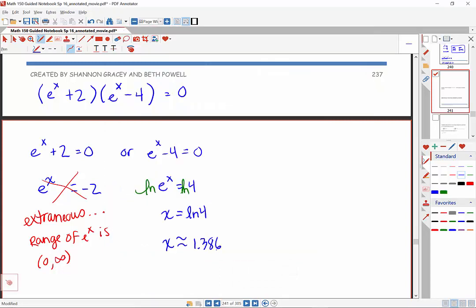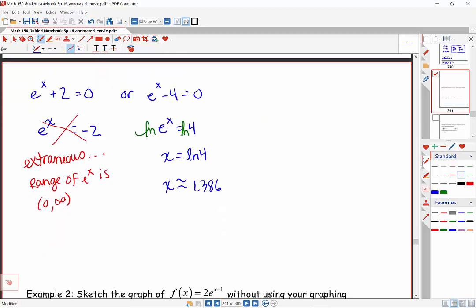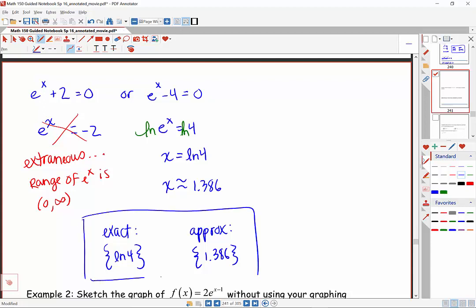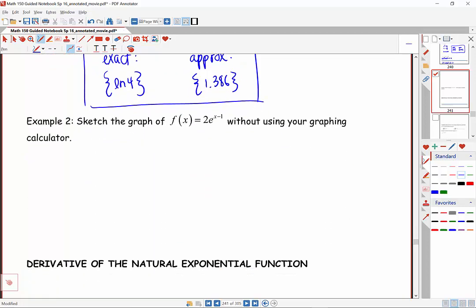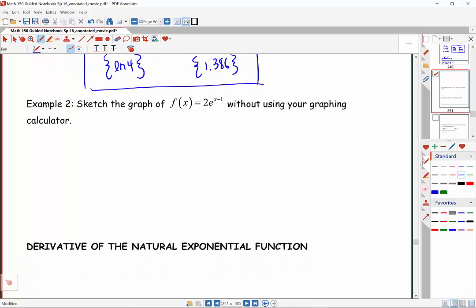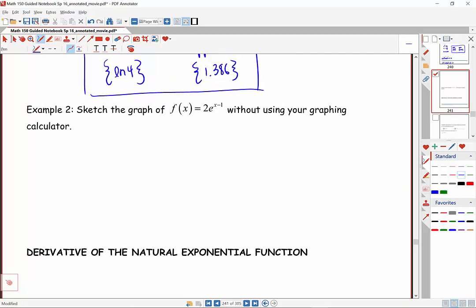All right, so exact, natural log of 4, approximate, 1.386. All right, so now that you're remembering a little bit, hopefully, about the natural exponential equations, let's look at graphing f of x equals 2e to the x minus 1 without using our calculator. So let's just scope it out and see what we have going on.